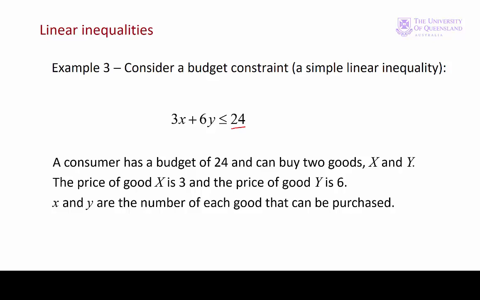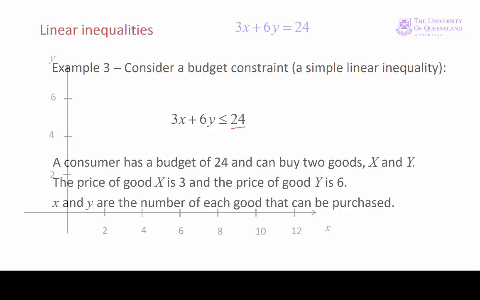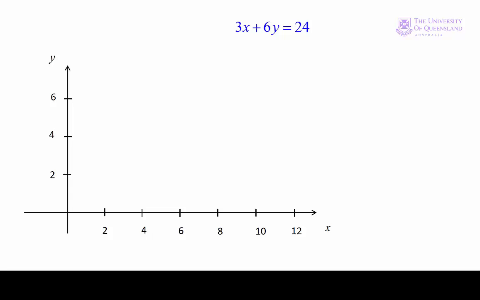Little x and little y are the quantities of x and y, and 3 and 6 are the prices of x and y respectively. So our inequality then tells us the combinations of x and y that the consumer can purchase given the budget. Let's see how we graph that. We have our budget constraint.